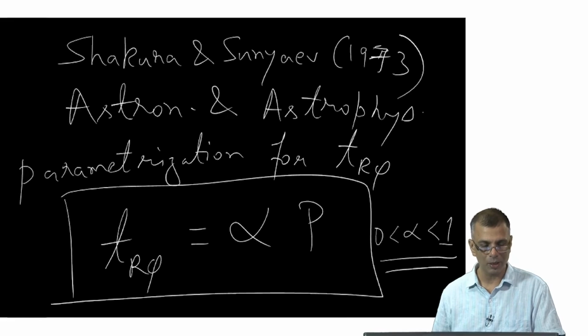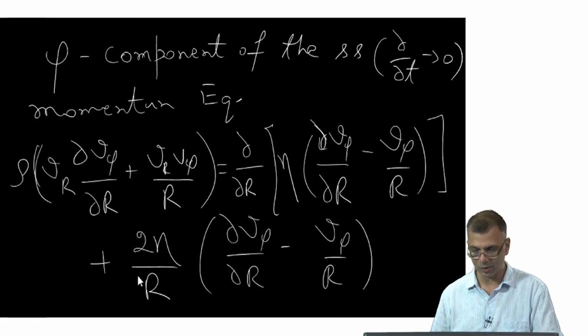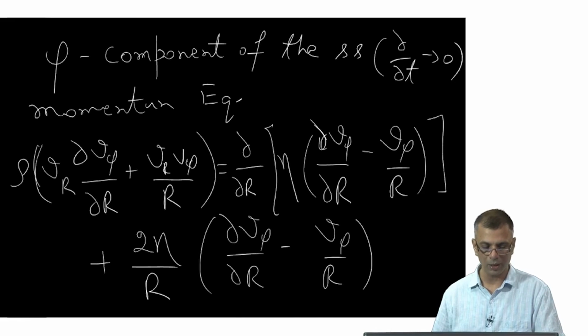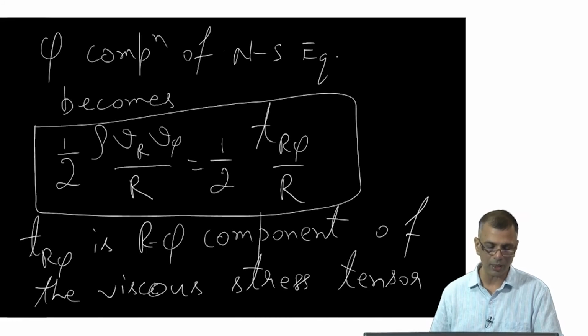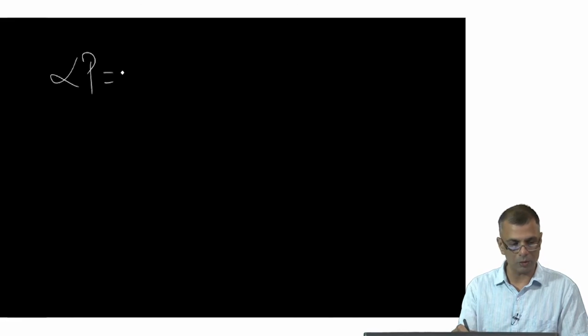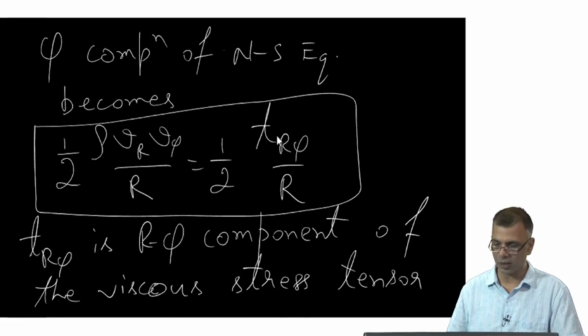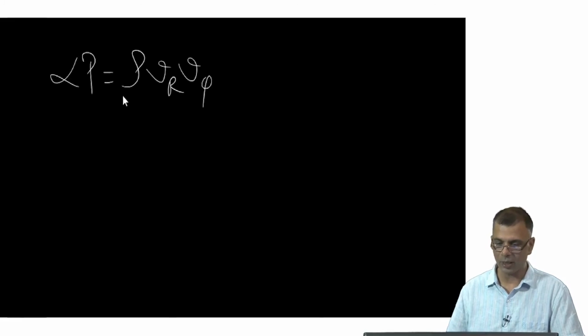Okay, using this prescription, this guy, you remember where we got this from? We got this from here. It's essentially this entire phi component of the steady state momentum equation nicely boiled down to this, and using the Shakura-Sunyaev prescription for the viscous stress tensor, it boils down to an even simpler form. It becomes alpha p is equal to rho V R V phi, because you remember this is simply saying that rho V R V phi is equal to T R phi, and therefore T R phi is alpha p, right?